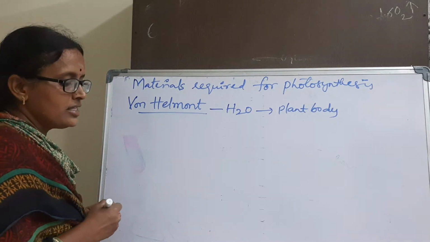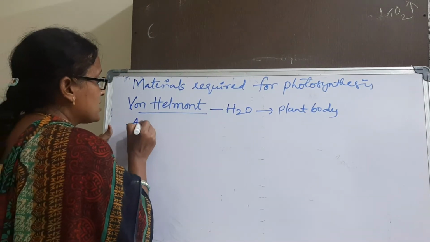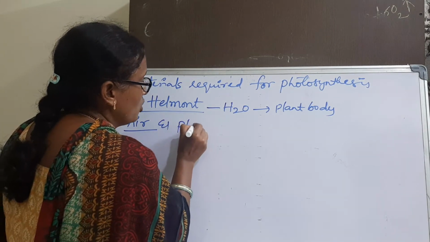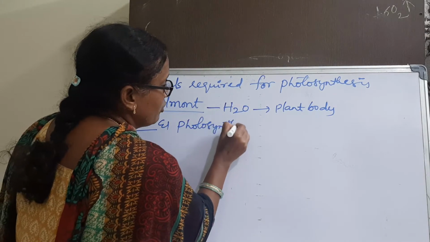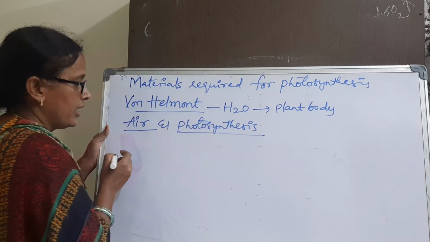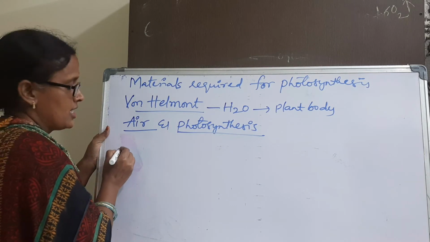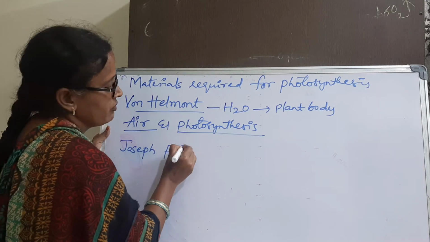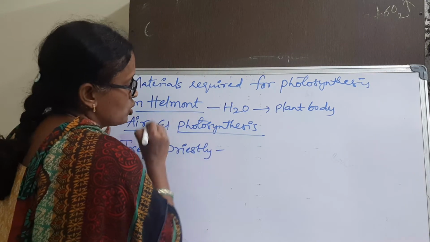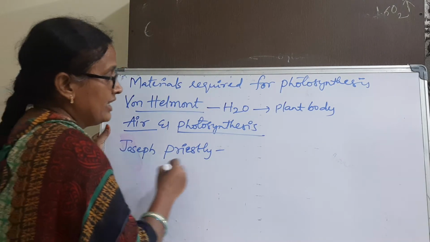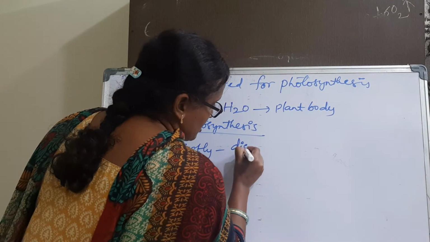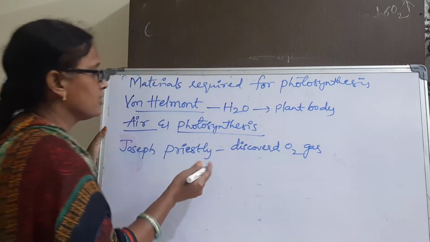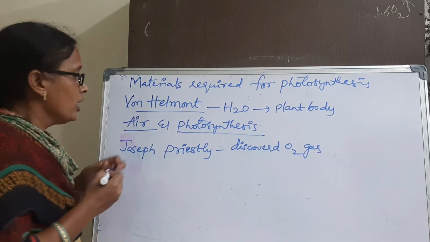And next, another scientist, Priestley, wanted to prove the relation between air and photosynthesis. What is the relation between air and photosynthesis? The scientist's name is Joseph Priestley. He discovered oxygen gas. We know who discovered the oxygen gas: Joseph Priestley.